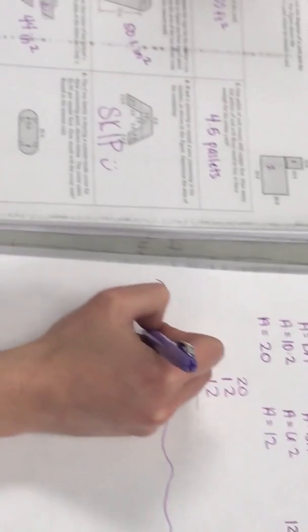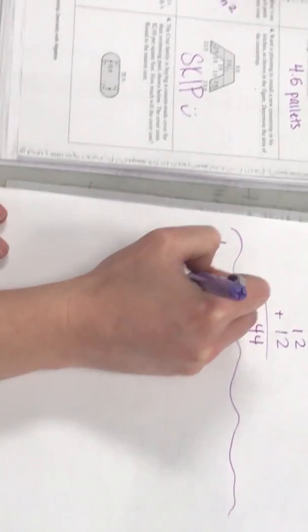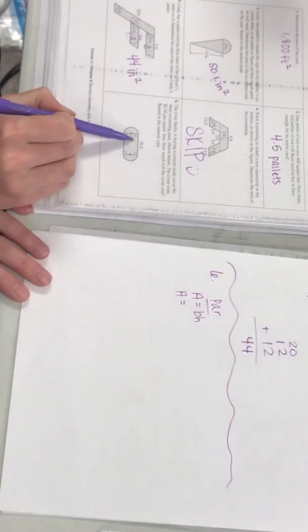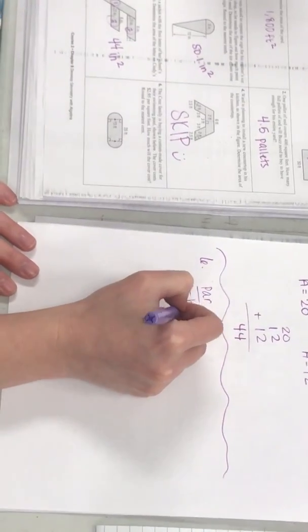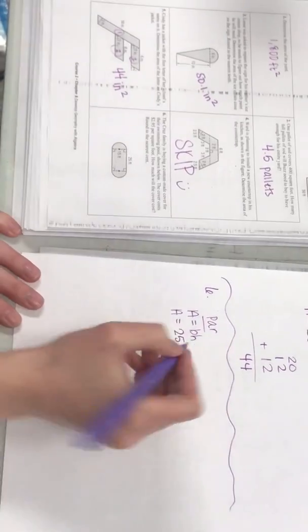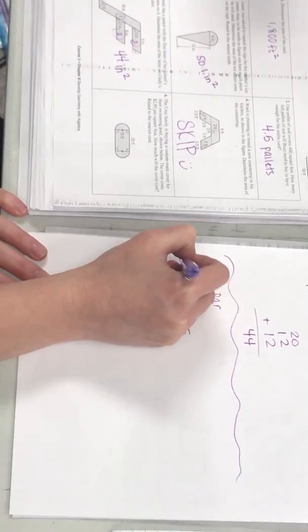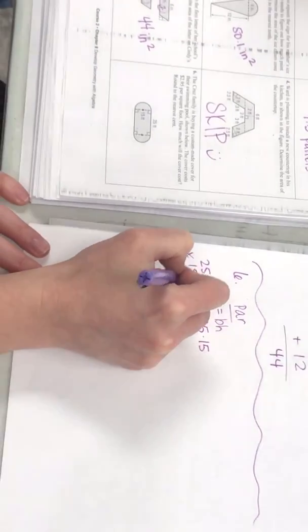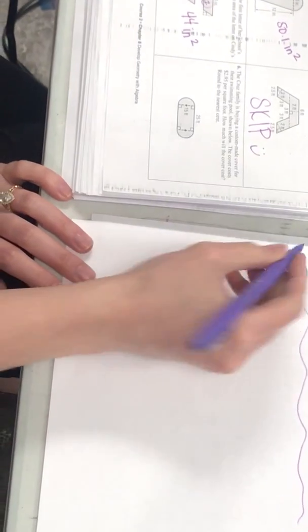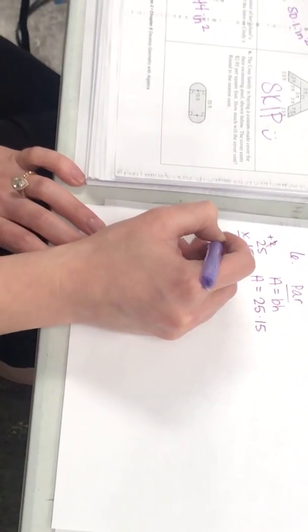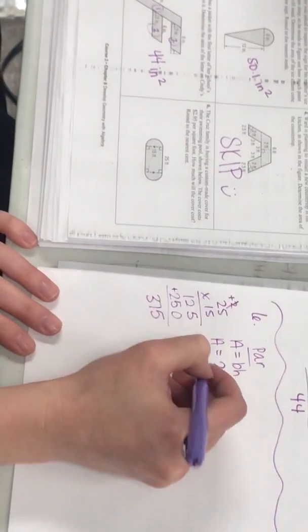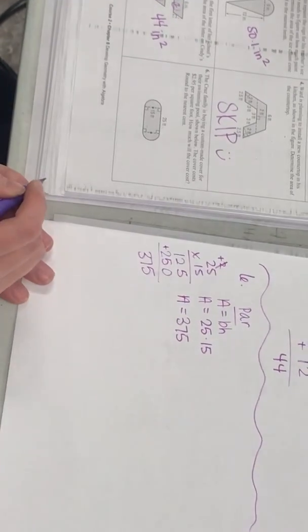So I'm going to go ahead and do the parallelogram first. And as always, area equals base times height for a parallelogram. So the base of my parallelogram, I'm going to say, is 25. And the height of my parallelogram is 15. Go off to the side, multiply. 5 times 5 is 25. 5 times 2 is 10, plus 2 is 12. 1 times 5 is 5, and 1 times 2 is 2. So the area of the parallelogram part of the swimming pool is 375.